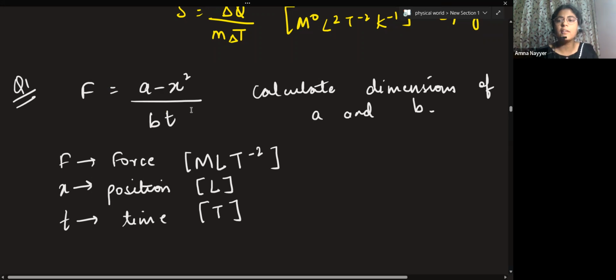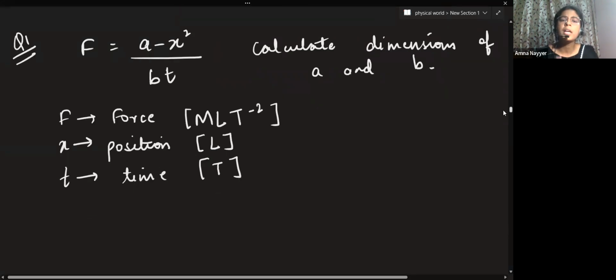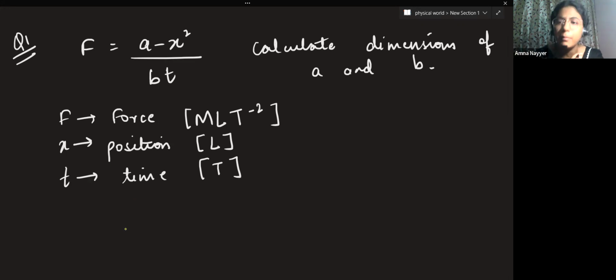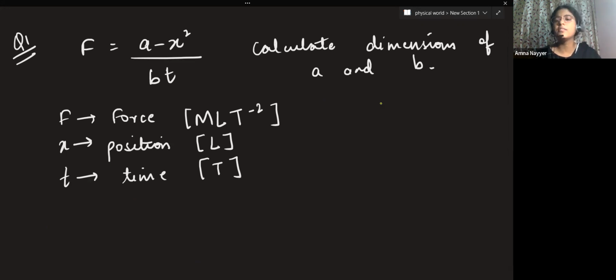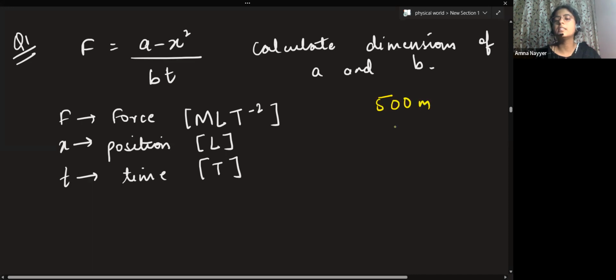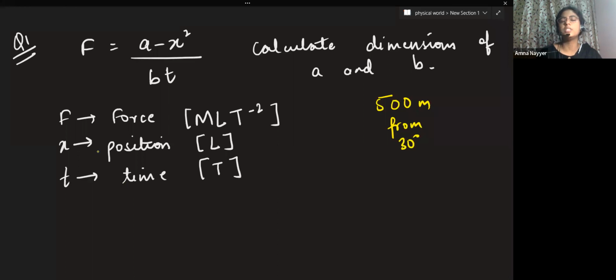It means if you have length minus length. See, the reason is that one quantity can be subtracted from the other one only if they have the same dimension. You can multiply different quantities, you can divide different quantities, but you can add or subtract similar quantities only. For example, if I tell you subtract 500 meters from 30 degree, is this even possible? Just let me know.